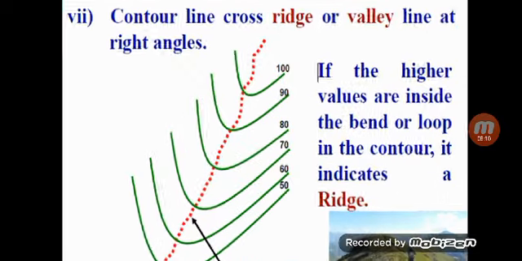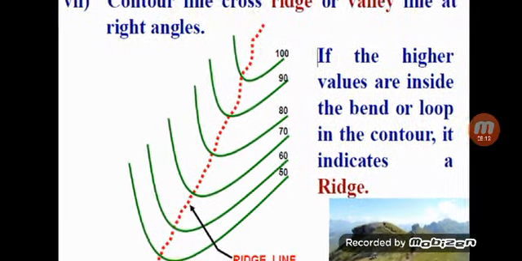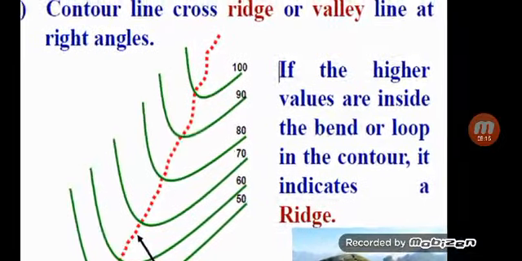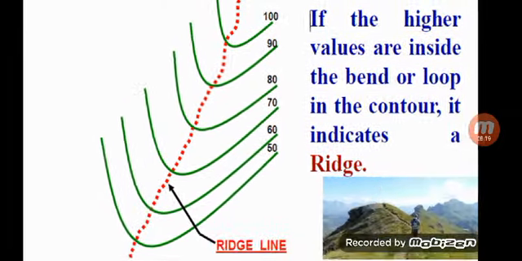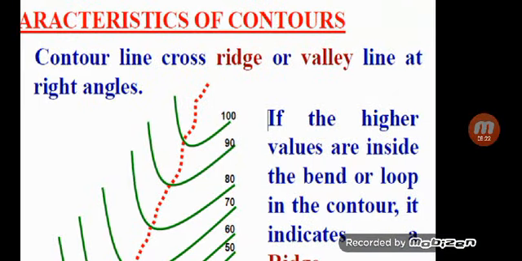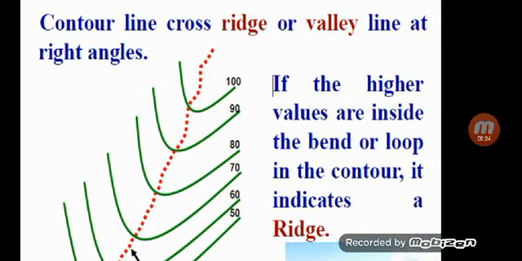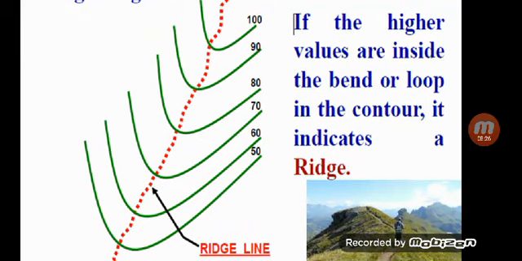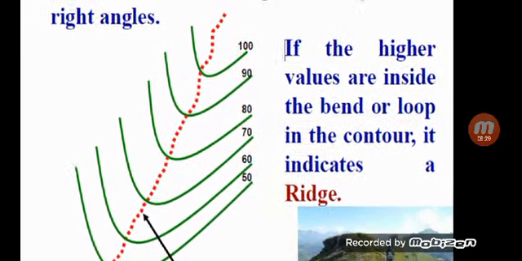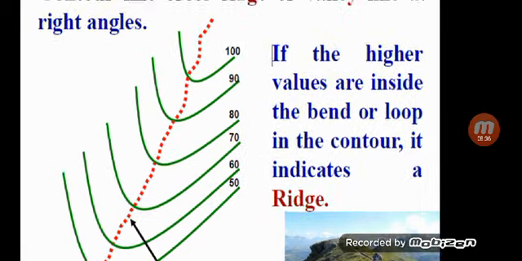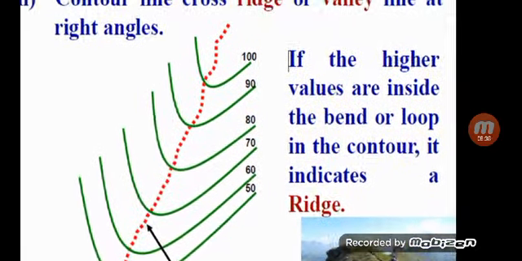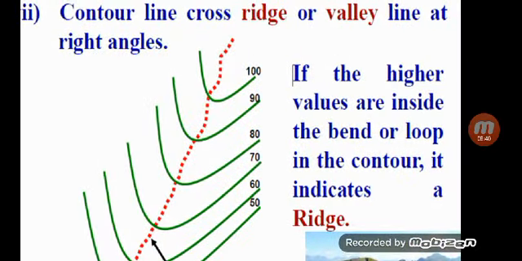Similarly, if there is a bend like a map, and the higher values are inside the bend, so you can see 100 is inside the bend. This line is greater, this line is smaller. So this 100 is inside the bend and it forms a U-shaped structure, and higher values are inside the bend. It indicates a ridge. So ridge is a top of the mountain.